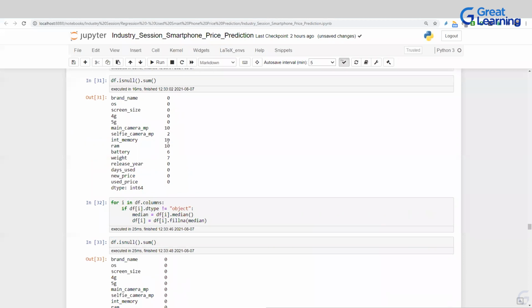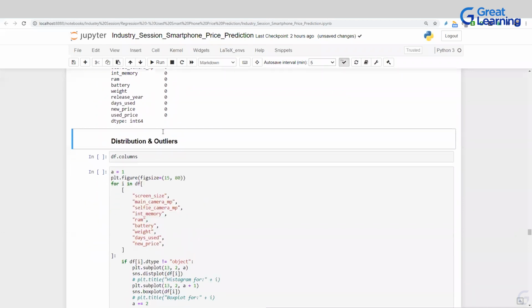The main point of concern was replacing the missing values with their respective brand medians, right? I've not taken a standard median value, but grouped it by brand name. And then based on those brands, I've imputed the missing values. Right? That's one of the good ways to do it, right?